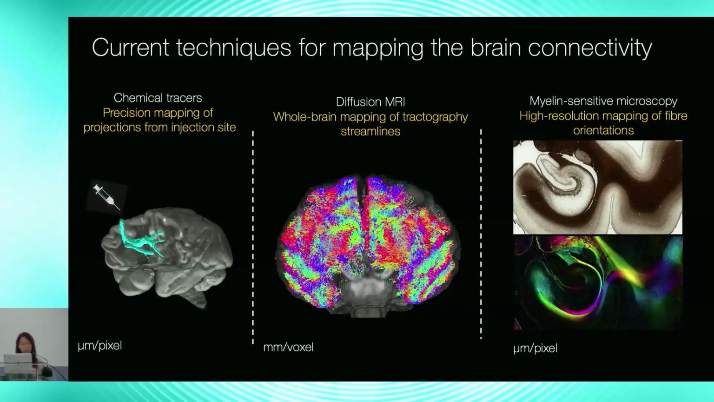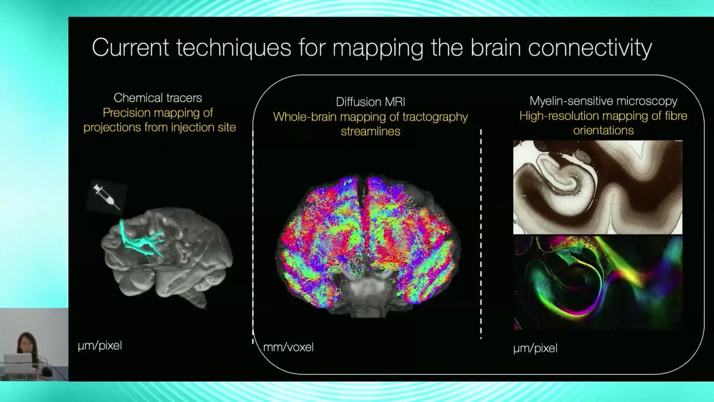For example, people can use chemical tracers, and we can know the precise mapping of the projection from the injection site. In addition, with diffusion MRI, by using tractography, we can get the whole brain mapping of the streamlines. And the other technique is myelin-sensitive microscopy. For example, the Gallyas silver staining we just saw and polarized light imaging are both sensitive to myelin and can give us information on the axon architecture in the brain. So we are going to combine two modalities.